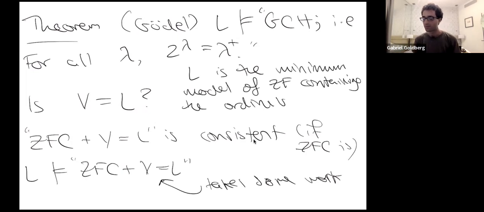And V, on the other hand, is the maximum model of ZF containing the ordinals. And it sort of maybe seems antithetical to the goals of set theory, which is to understand what it means to collect all the sets, to be sort of minimizing the sets that exist. But I don't know how compelling that kind of argument really is.